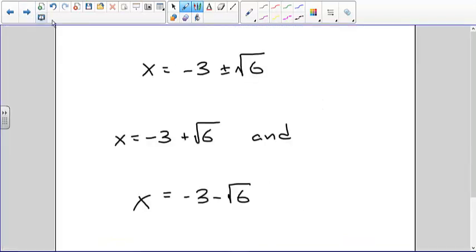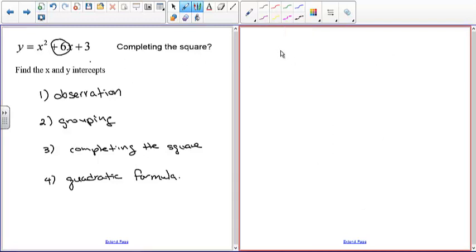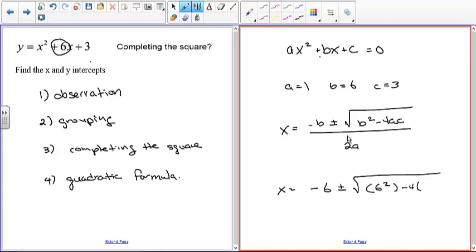Let's just do the quadratic formula since we haven't done that yet. So I'm going to go back to here and insert something. The quadratic formula says you have an equation of this form. In our case, a equals 1, b equals 6, c equals 3. The solutions are minus b plus or minus the square root of b squared minus 4ac, divided by 2a. Then you plug in these values from the equation. So you get minus 6 plus or minus the square root of 6 squared minus 4 times a times c, all divided by 2 times a.